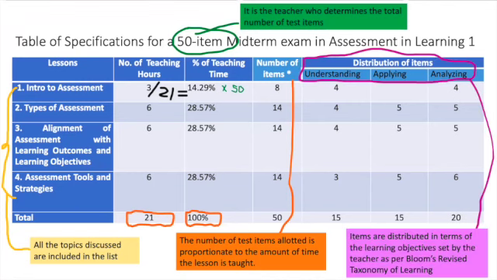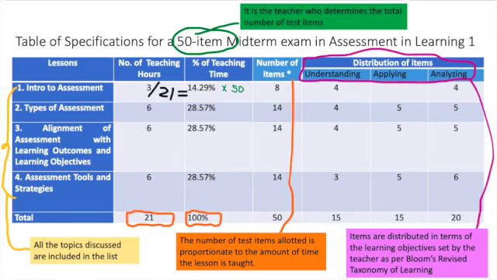Guys, please remember that the items are distributed in terms of the learning objectives set by the teacher, by you, as per Bloom's revised taxonomy of learning. So in this example, since the number of items for lesson 1 is 8, I decided to divide it into 2 between understanding and analyzing. So 4 items under understanding and 4 items under analyzing. There are 14 items allotted for lesson 2, and I decided to have 4 items for understanding, 5 items for applying, and 5 items for analyzing.